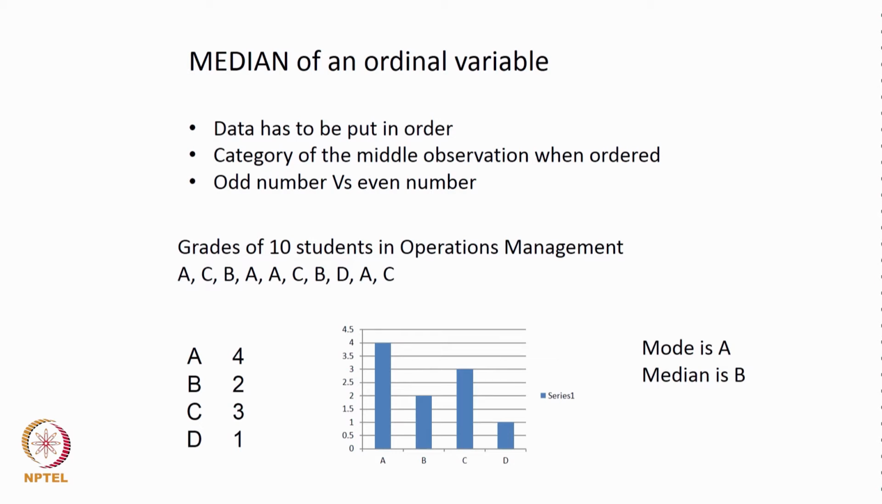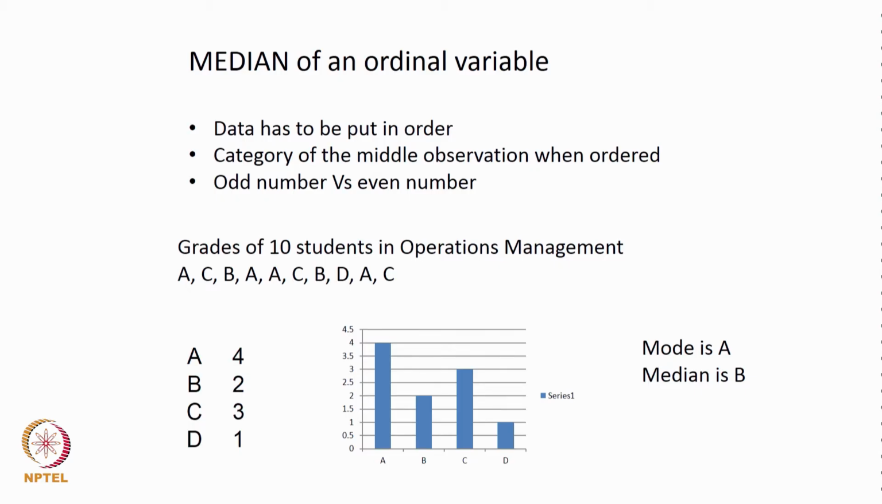Now, in an ordinal variable, data has to be put in order, and the category of the middle observation when ordered is called the median. And we also know that the median computation is slightly different for an odd number and for an even number. So, just to give an example, the grades of 10 students in an operations management course are given. So, A, C, B, A, C, B, D, A, C. A is considered as the highest grade, B is the next highest, C, D, and so on.